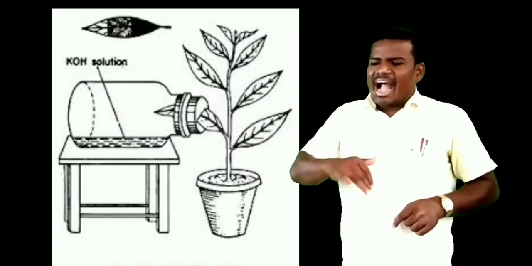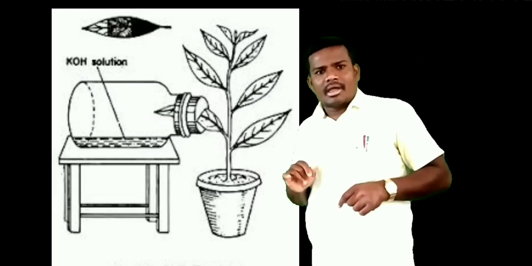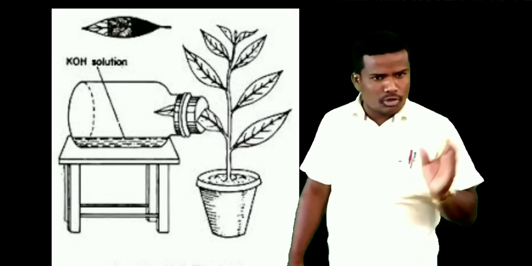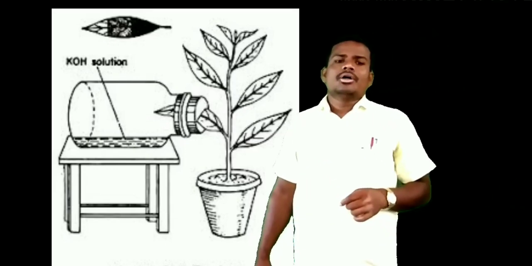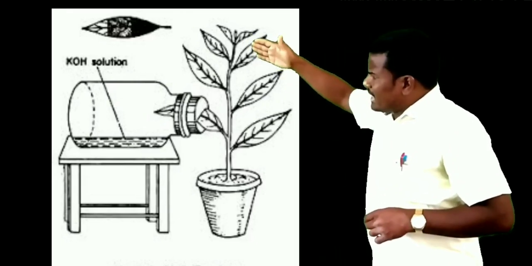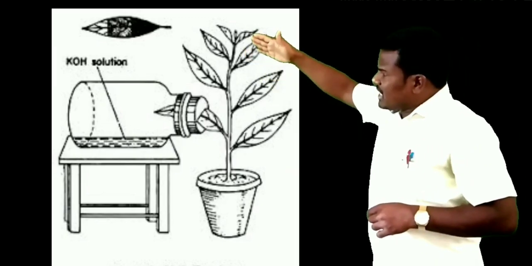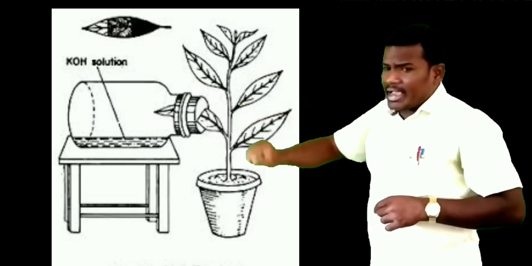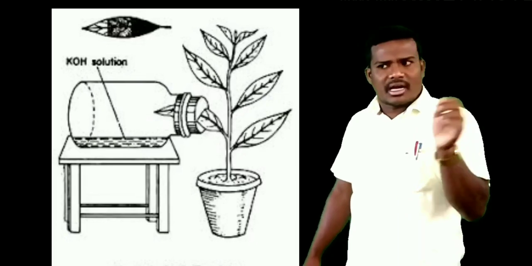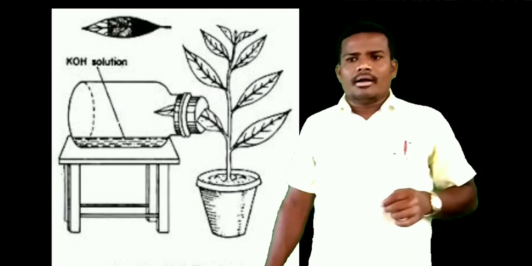Take out the selected de-starched leaf from the wide-mouthed transparent bottle and keep it on a petri dish. Half portion of the selected de-starched leaf lies outside the bottle and half portion lies inside the bottle. Next, add a few drops of iodine solution to it.